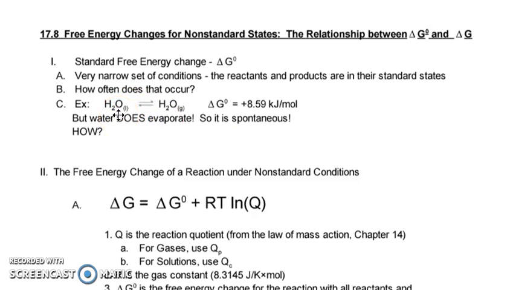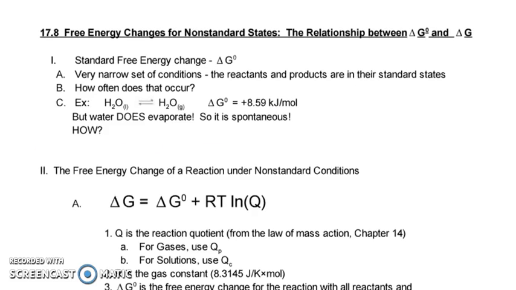So let's check out this example of what we're talking about. In your heart of hearts, do you know that liquid water will evaporate to make a gas? Yes, it does, all right? It's raining actually right now, and there are some puddles out there. I bet tomorrow when the sun comes out, there will be no puddles left because it evaporated. But hang on, look what delta G naught is, a positive 8.59 kilojoules per mole. So at its standard state, it is not spontaneous. But we do know water evaporates, so it is spontaneous. So how do I deal with that?